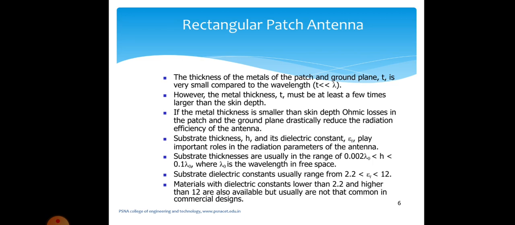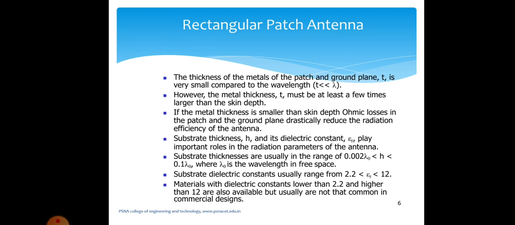The thickness of the material of the patch and the ground plane is very small compared to the wavelength, that is, t is far less than lambda, where t is the thickness of the material and lambda is the wavelength. The metal thickness must be at least a few times larger than the skin depth. If the metallic thickness is smaller than the skin depth, ohmic losses in the patch and the ground plane drastically reduce the radiation efficiency of the antenna.